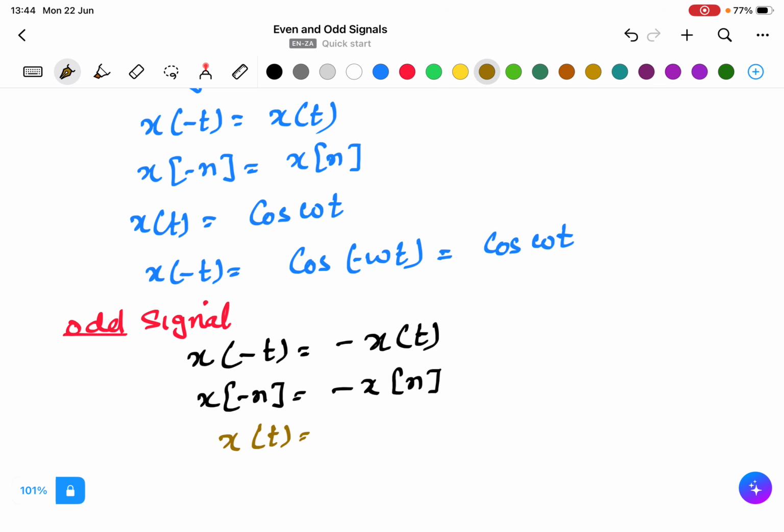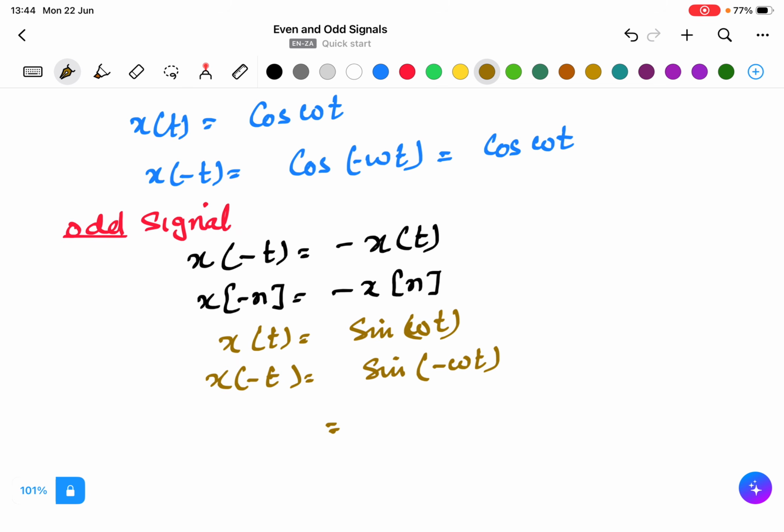x of t is equal to sine of omega t. So x of minus t will be equal to sine of minus omega t, and we know sine of minus theta is equal to minus sine theta. So we can say that this is an odd signal.